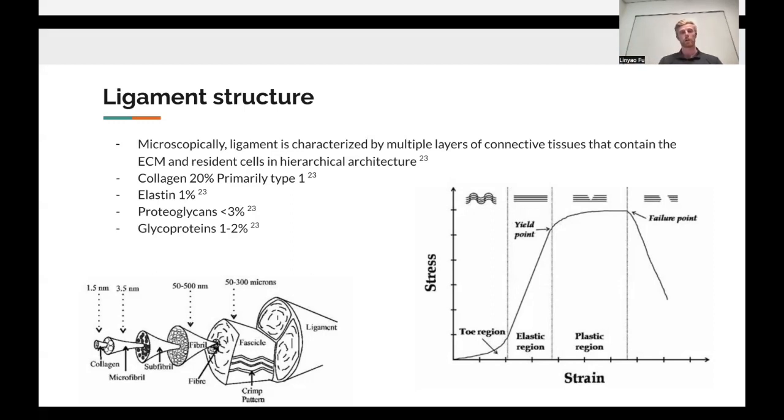And then the dry weight of a ligament is made up of about 20% type 1 collagen, about 1% elastin, less than 3% proteoglycans, and then about 1 to 2% glycoproteins. And then as a reminder, it's going to be referenced throughout this presentation. On the bottom right is the load relaxation curve that a ligament will go through when load is applied.